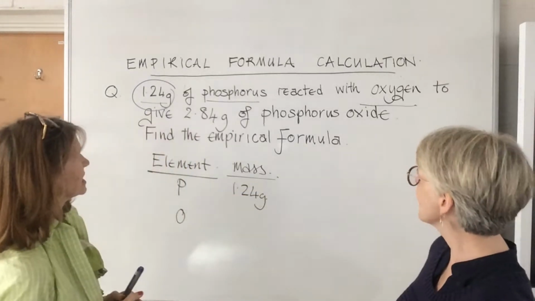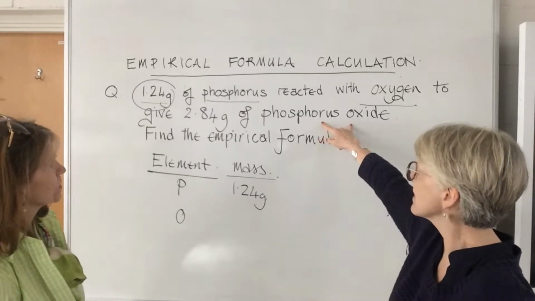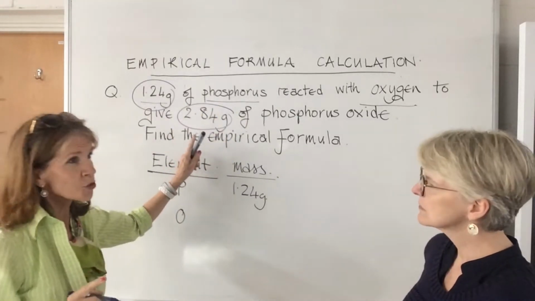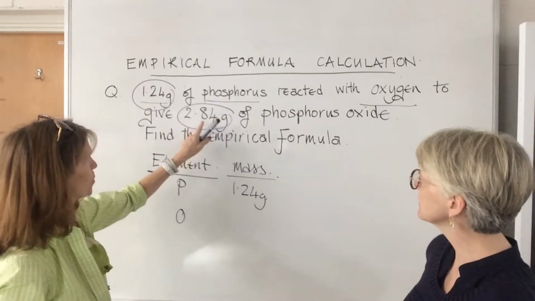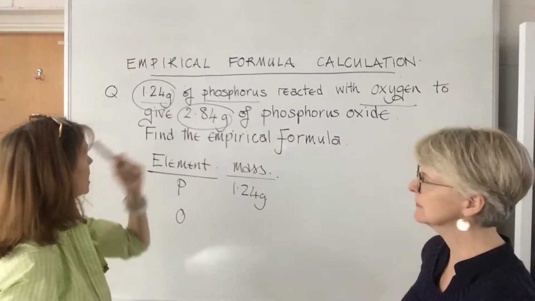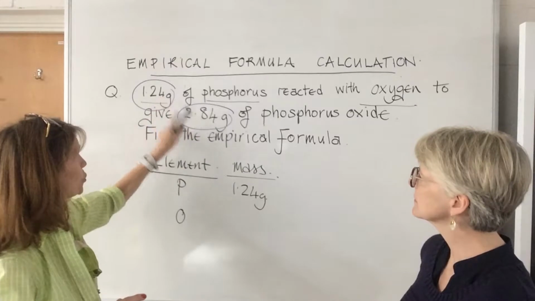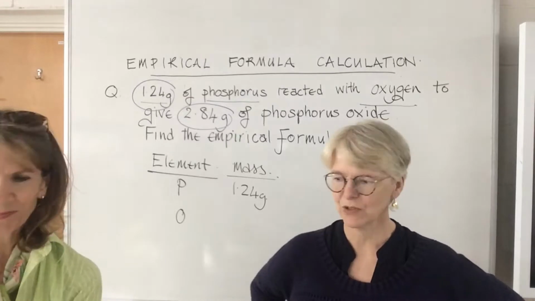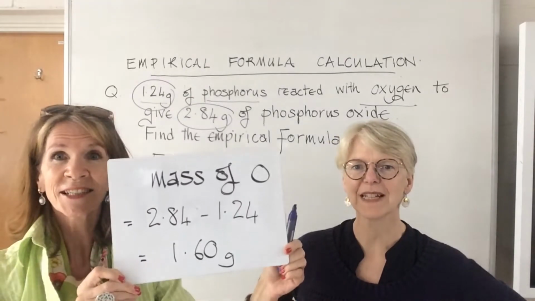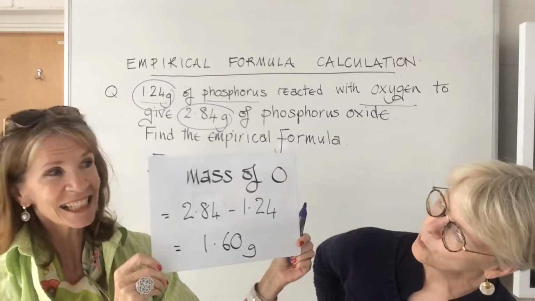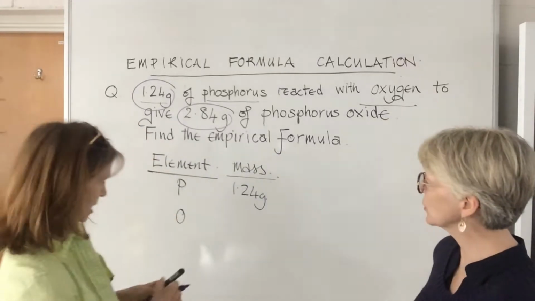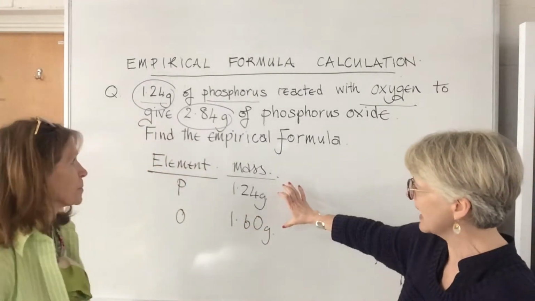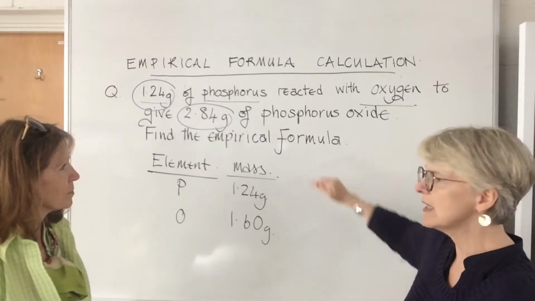Now, what about the mass of oxygen? Because they've just given us the mass of phosphorus oxide. So that's 2.84. So can I try this, Dr. Bourne? Yes. So if that's 2.84 of phosphorus oxide, and that's the amount of phosphorus, so if we take these two numbers away, that will give us a mass of oxygen. Excellent. Have you got that on one of your whiteboards? Here we are. Fantastic. So the mass of oxygen is 1.60. Excellent. I'm going to put that in.